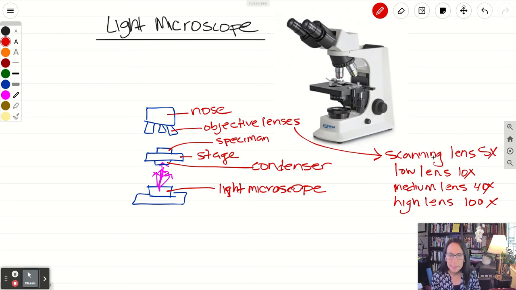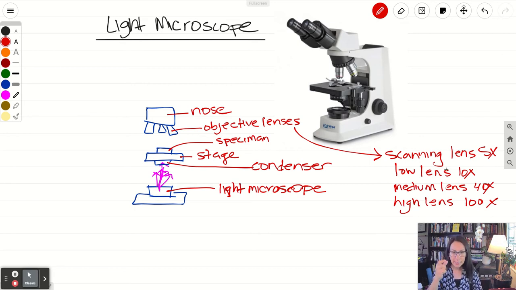Usually the scanning lens is used just to locate your specimen. So it's like, let's just find where the specimen is, and then we're going to use the low, medium, or high to then narrow in to get a really good picture of it. Okay, so usually you don't look at things under the scanning lens. It's just to help you orient yourself so you can find the thing that you're looking at. Okay, so those are the different lenses.